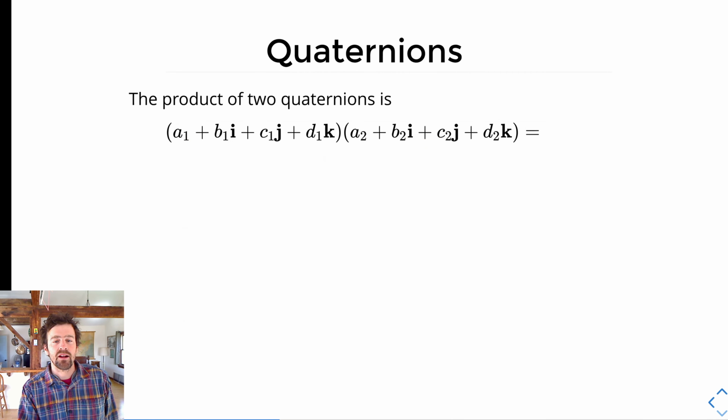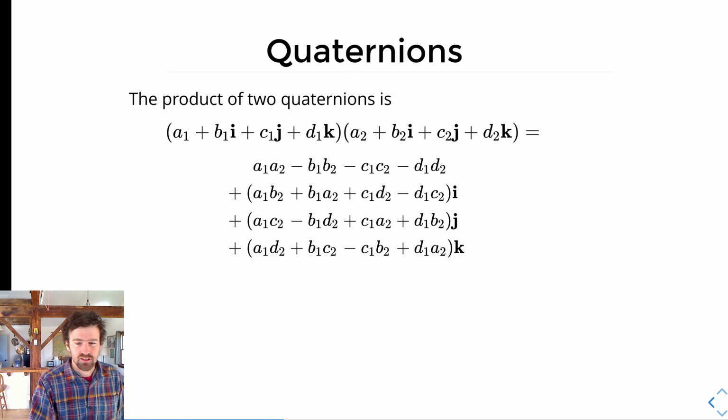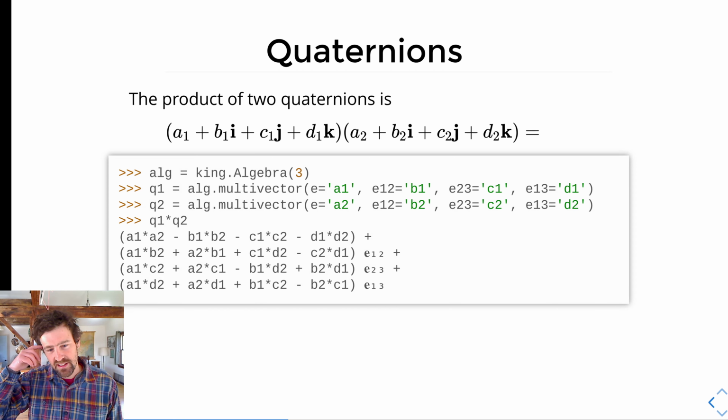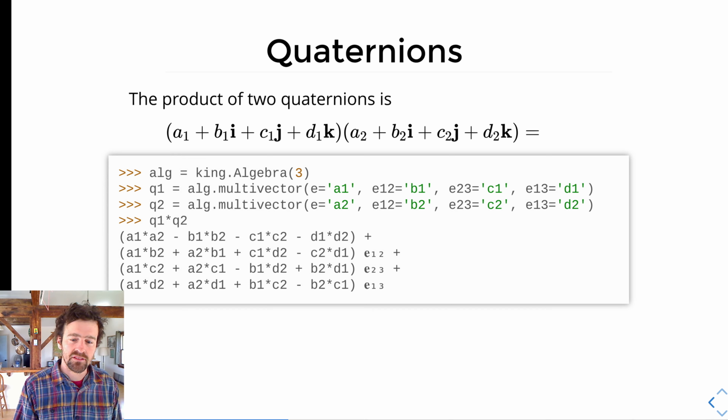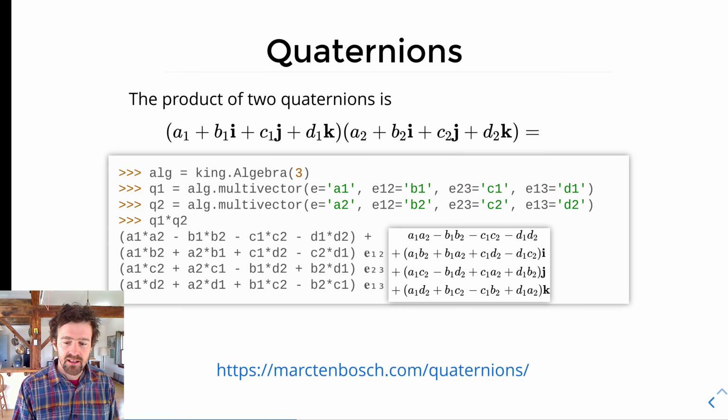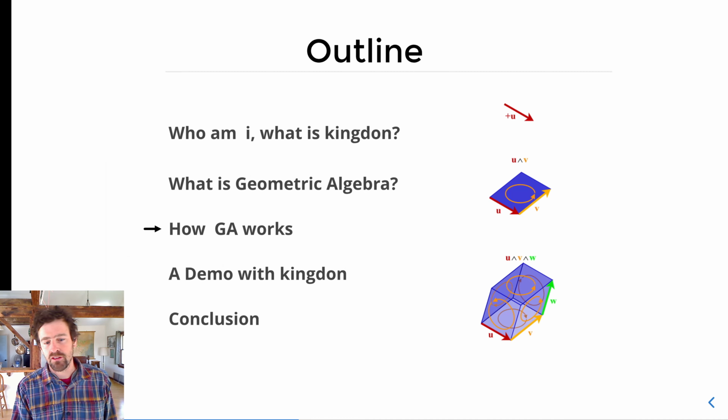So quaternions. The product of two quaternions is this thing. It's a pretty long-winded expression. Here's how we can implement that with Kingdon. We have two multivectors, given components, and then here's a side-by-side comparison. You can see the i, j, k's are implemented with these other E12, E23, E13s. If you're interested in quaternions or use quaternions, then I would recommend checking out this page. It's got a great talk on how to interpret quaternions with geometric algebra. Okay, so it can do these things, and we've shown how we can implement that in Kingdon quickly.